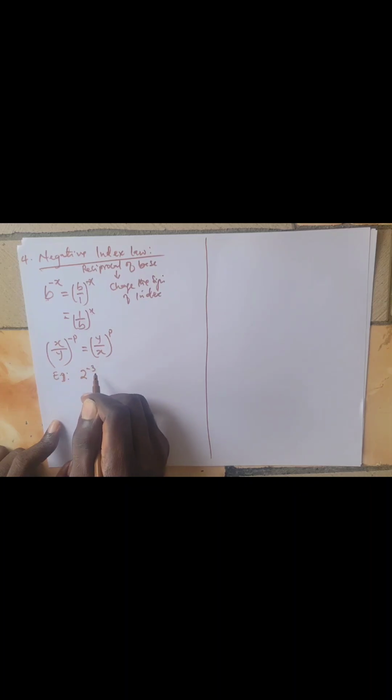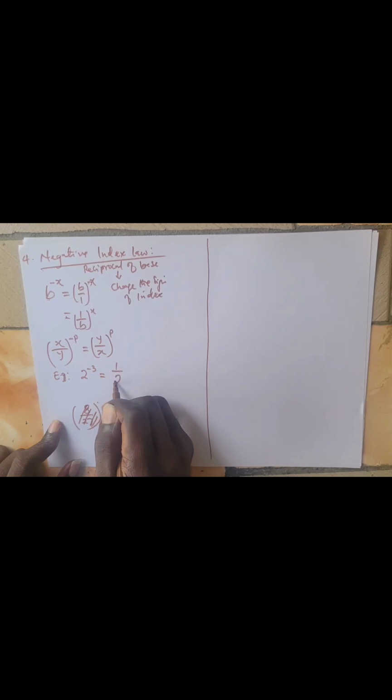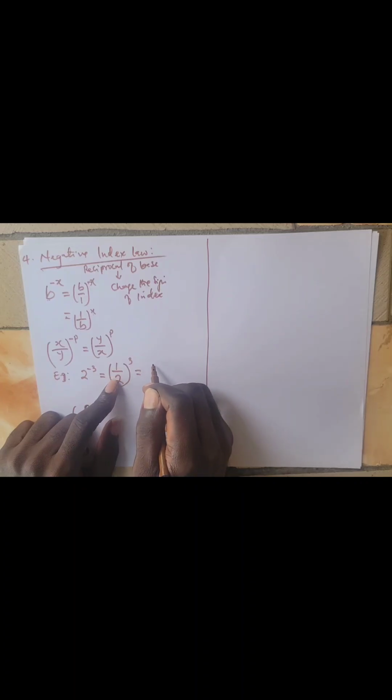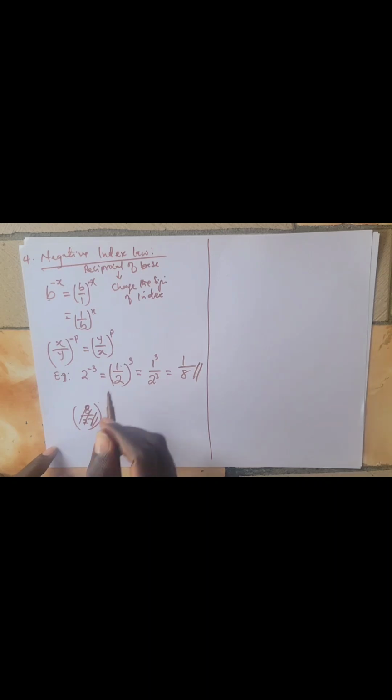2 raised to power minus 3 equals, then the other one, 8 over 27 raised to power, okay, let's do this. This is equal to 1 over 2 raised to power 3, that is 1 raised to power 3 over 2 raised to power 3. This is equal to 1 over 8, since 2 raised to power 3 is 8. The other example will come in the next law.